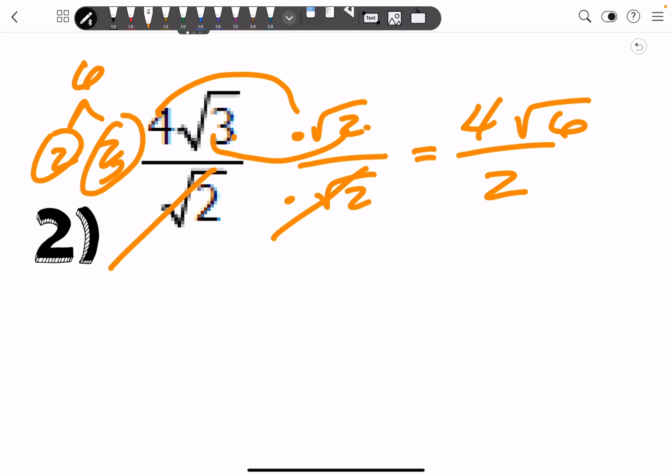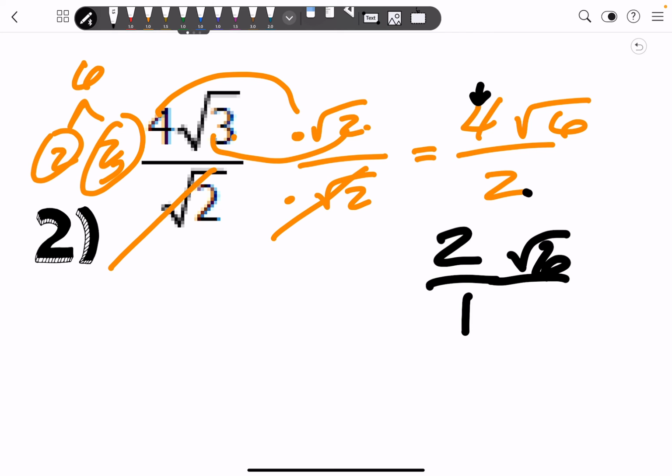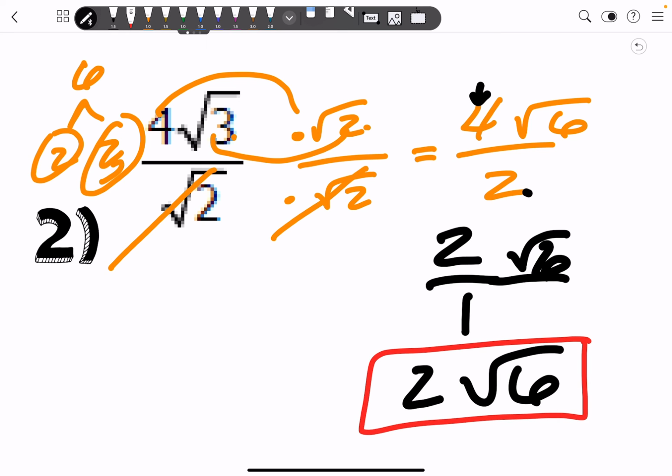But we are not done with this, because you might see that 4 and that 2. 4 divided by 2, if you were to just cover this up, would just be 2 over 1, or in other words, 2. And you carry that square root of 6 right with it. And this would be your final answer.